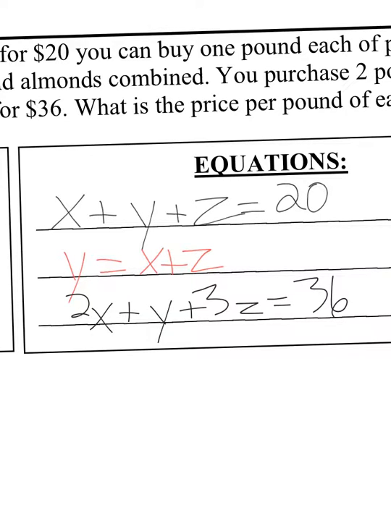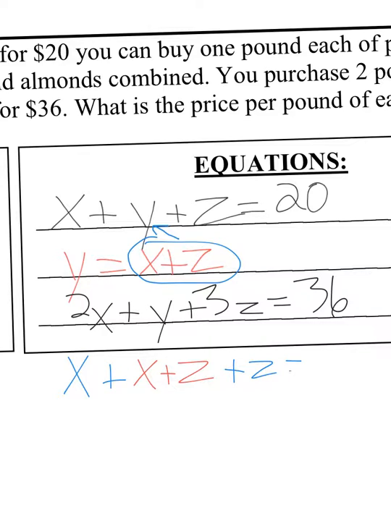All right, we have our 3 equations, and now we need to do some substituting, right? So I can substitute that y equals x plus z in for y into either one of your equations. I feel like it's probably easiest to do it in the top one. So I'm going to write down x plus, and then instead of writing y, I'm writing x plus z, and then bring down the rest, plus z equals 20. So this gives me 2x plus 2z equals 20.